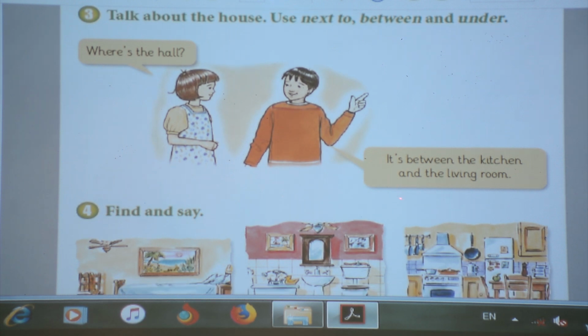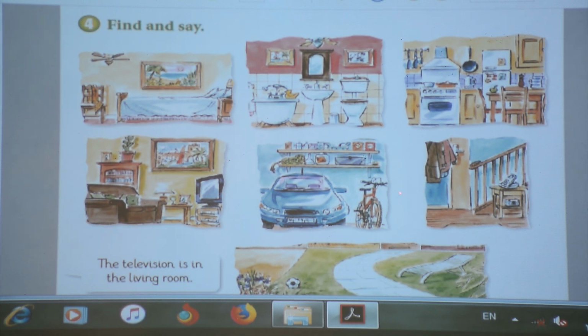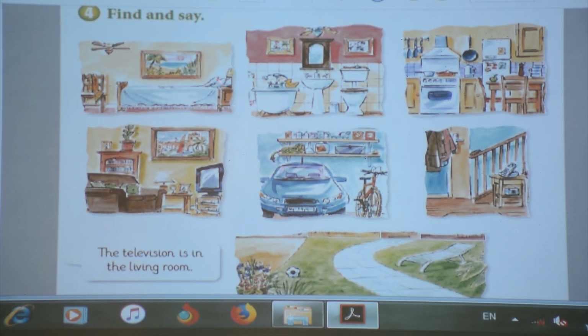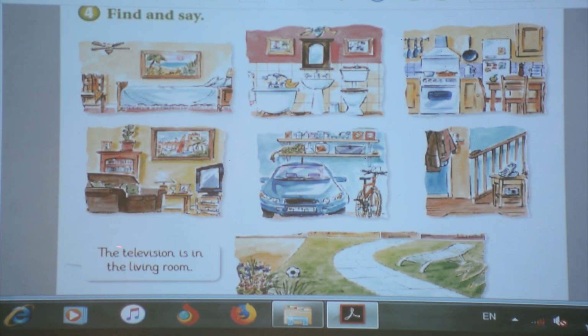If you look at number 4, what is it? This one is bedroom. The second one is bathroom. Third one is kitchen. Fourth one is living room, garage, hall, garden. Okay? And they are parts of the house. Where's the television? The television is in the living room. Okay?